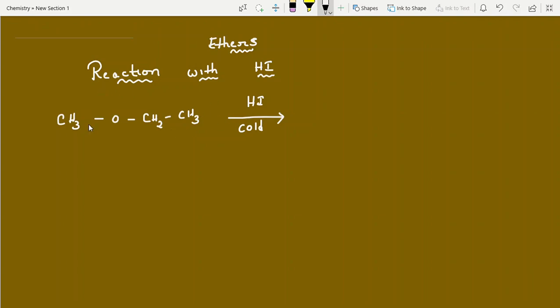Let's start with an unsymmetrical ether, CH3OCH2CH3. This one I am going to treat with HI in cold condition. Cold condition is nothing but normal condition, just 1 mole. Sometimes they will mention HI cold condition, or else 1 mole, just 1 mole.